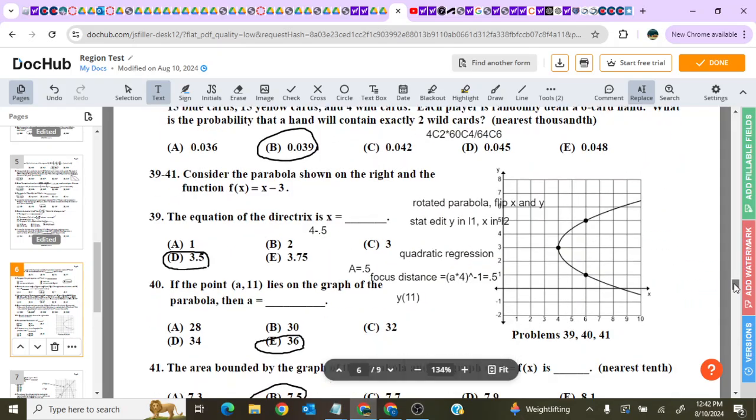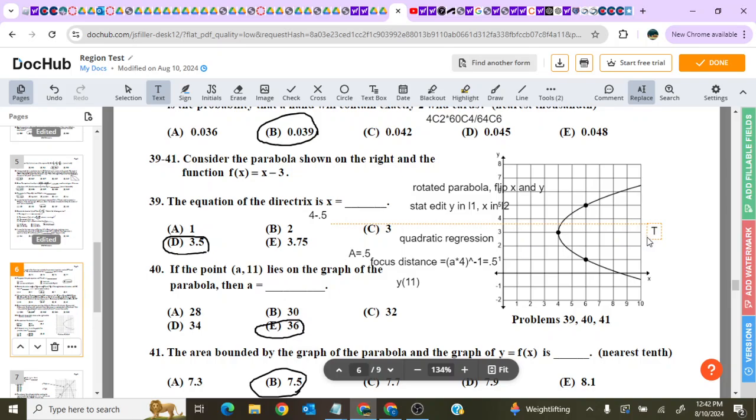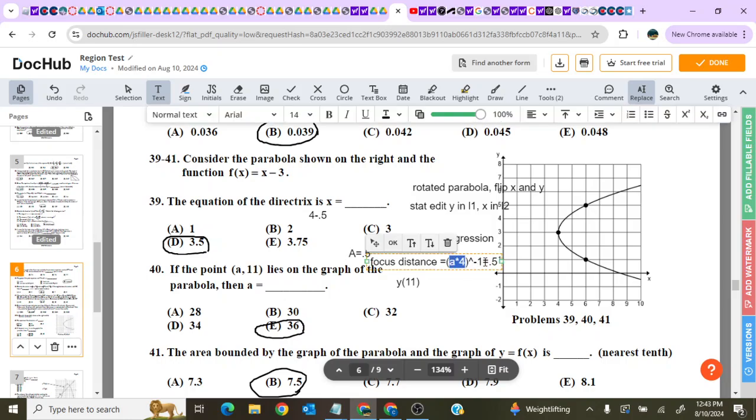Consider the parabola on the right and the function x minus 3 as the equation of the directrix. But since this is a rotated parabola, we'll make things easier by flipping all the x and y values. So you'll want to use quadratic regression, putting your y's in L1 and your x's in L2. You'll find that the A coefficient has a value of 0.5, so you can figure out your focus. Multiply it by 4, take the inverse of it, and you get a focus distance of 0.5. The directrix is the point of symmetry minus the focus distance. So 4 minus 0.5 is equal to 3.5.